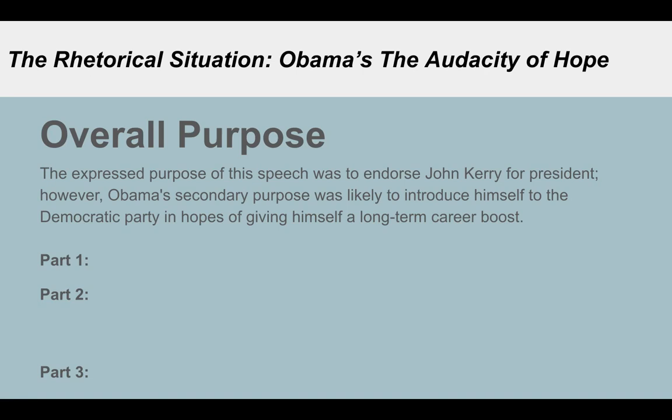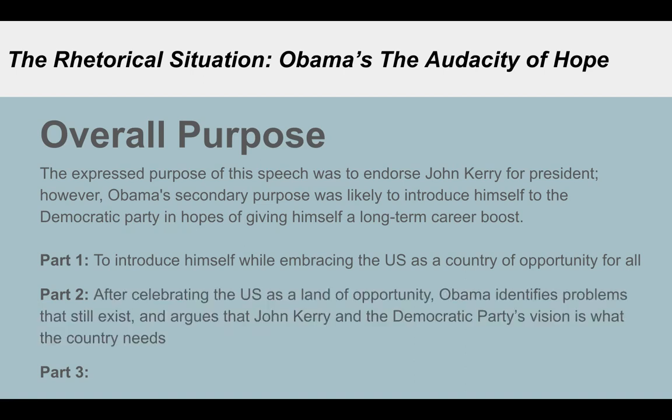As we're reading each little portion of the speech, your goal is to figure out what is Obama's mini purpose in each section. In part 1, his mini purpose was to introduce himself while embracing the United States as a country of opportunity for all. In part 2, after he celebrated the United States as a land of opportunity, Obama identified problems that still exist and argued that John Kerry and the Democratic Party's vision is what the country needs. Now, today's assignment is going to be to figure out what is Obama doing in part 3 of this speech.